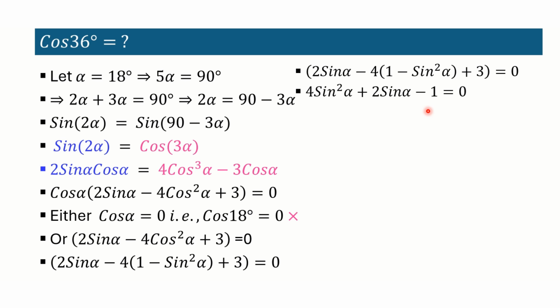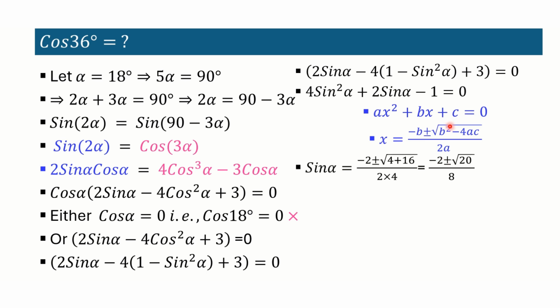You may remember how to solve a quadratic equation, how to find the roots of a quadratic equation. For example, if you have a quadratic equation ax square plus bx plus c equals 0, its roots, or the value of x, is given as minus b plus minus square root of b square minus 4ac, divided by 2a.